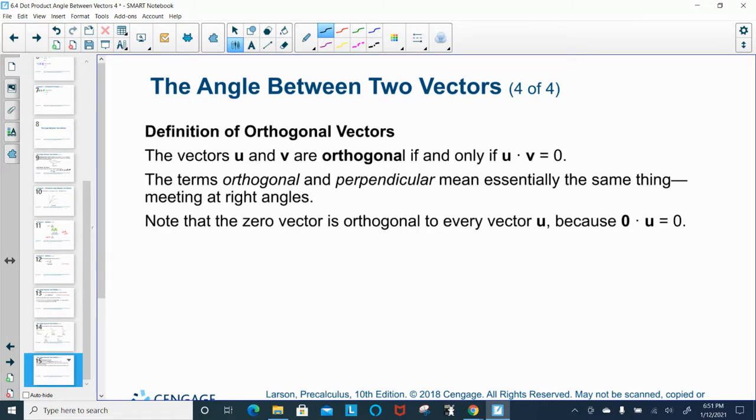Lastly, two vectors are considered orthogonal if their dot product is equal to 0. And here, very important, the terms orthogonal and perpendicular mean essentially the same thing. They meet at right angles.